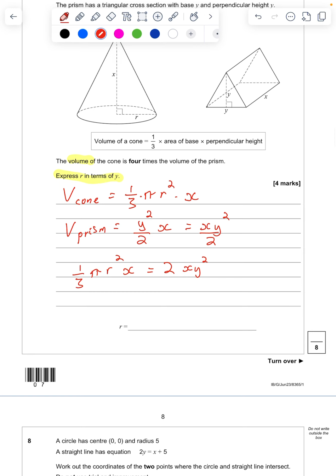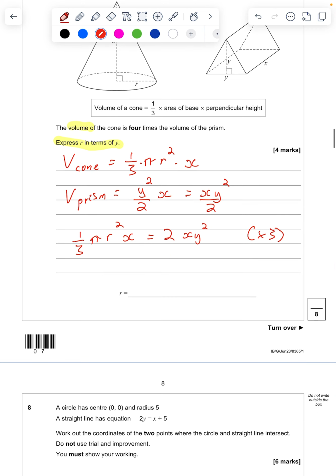Now, we can do some cancelling out here. First of all, we've got this dividing by 3 here. I'm going to times the whole equation by 3 just to get rid of that. It's a bit of a pain, so it's times everything through by 3. So you're going to go to pi r squared x is equal to 6xy squared. Now, I recognise that I've got an x on both sides, which will cancel out if I divide through by x. And then I want to get r in terms of y, so I'm going to divide through by pi and then square root.